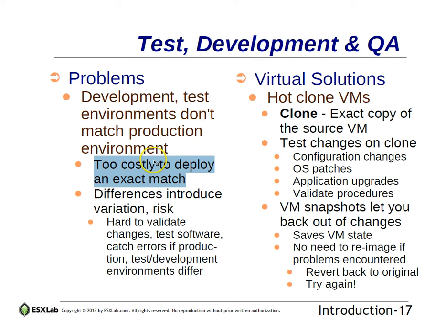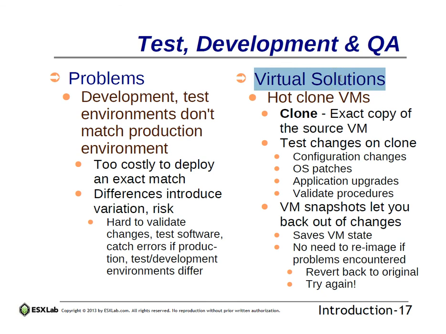The challenge that introduced was that you could end up with variations between your test and production environments, so that made it harder to validate changes, service packs, upgrades, application upgrades, configuration changes, and so on. And so you could end up in situations where it worked in test and development, but it doesn't work in production, taking your production systems offline. Well, with virtual machines, all of this becomes almost trivial.